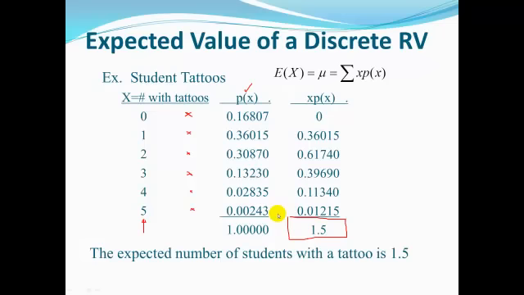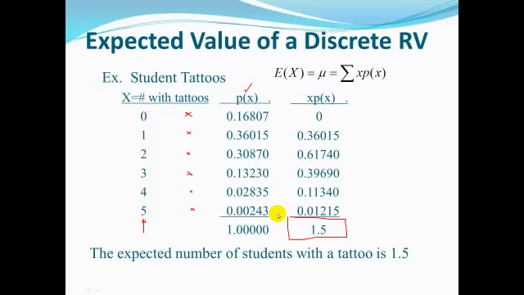Expected values should be interpreted as long-run averages, not as outcomes we expect to observe on a single attempt. You should write that down. Expected values should be interpreted as long-run averages, not as outcomes that we expect to observe on a single attempt.